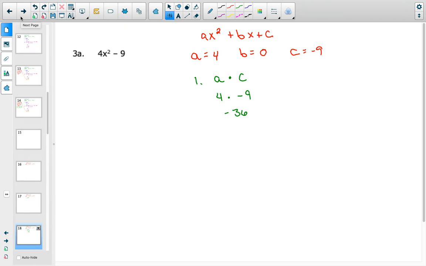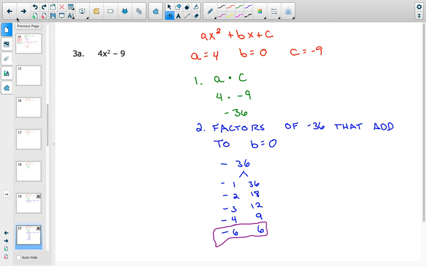Now I'm going to find the factors of negative 36 that add up to b. Again, b is 0. So here are all of the factors of negative 36. I have negative 1 and 36, negative 2 and 18, negative 3 and 12, negative 4 and 9, negative 6 and 6. Of course, negative 6 and 6 add up to 0. So those are going to be the factors that I use.